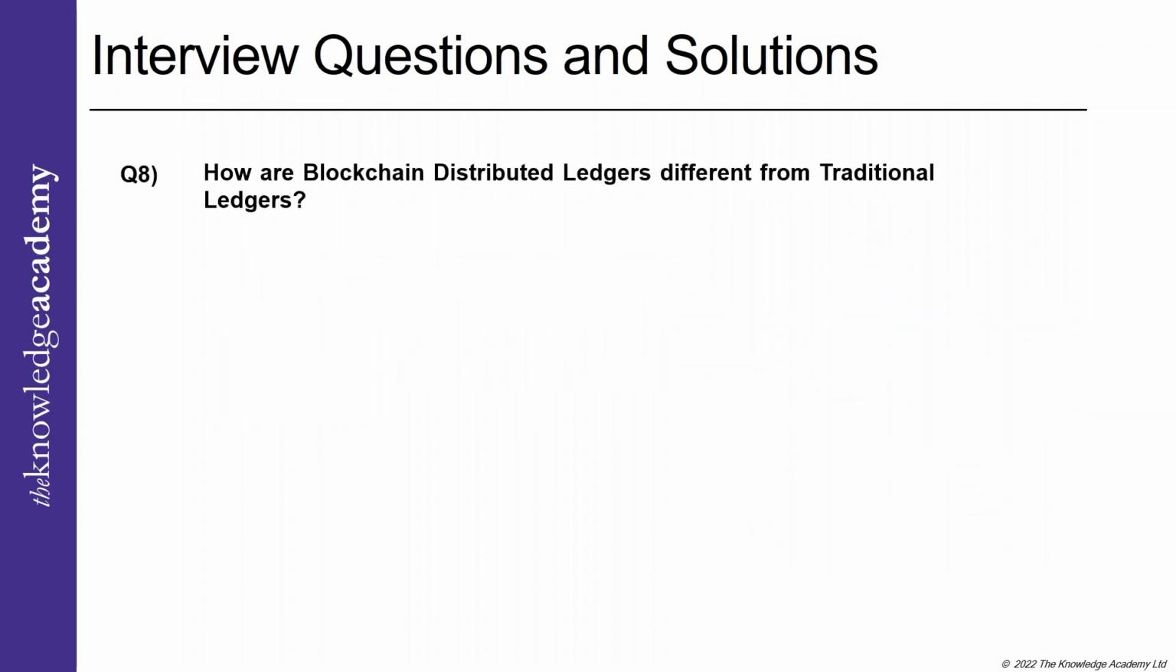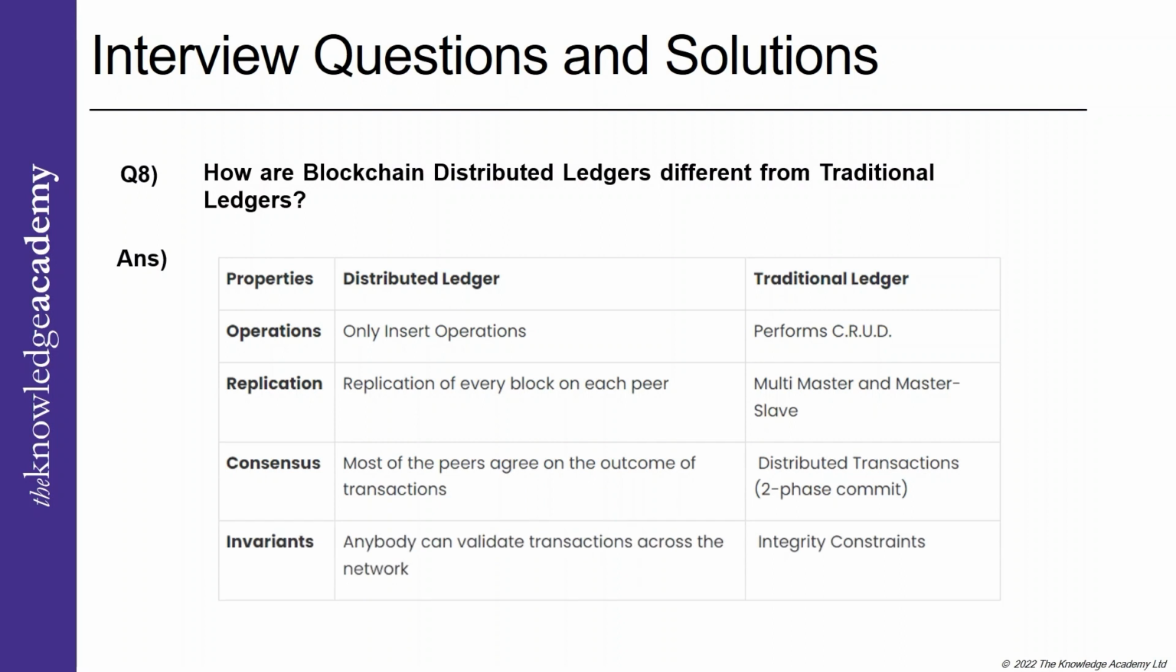Question 8. How are blockchain distributed ledgers different from traditional ledgers? And the answer, you can see it below in the properties, distributed ledger and traditional ledgers, where the operations are only insert operations. Then comes the performance of the CRUD, which is create, read, update, and delete. And so on you can follow for the distributed ledger and the traditional ledger for replication, consensus, and invariance in the given table below.